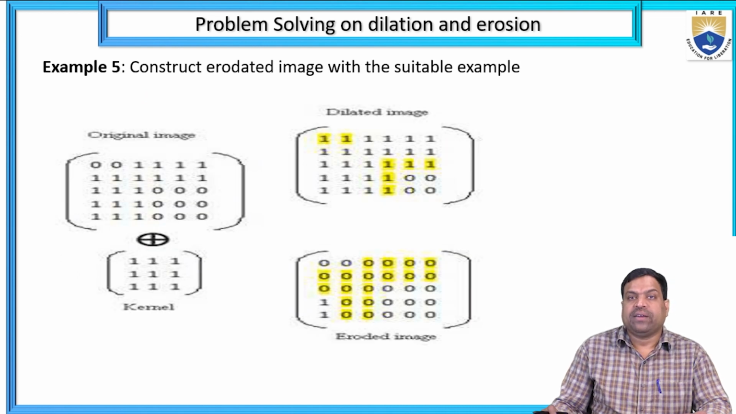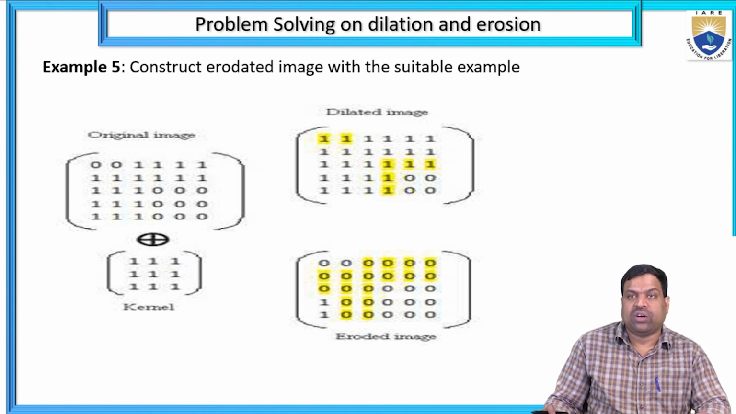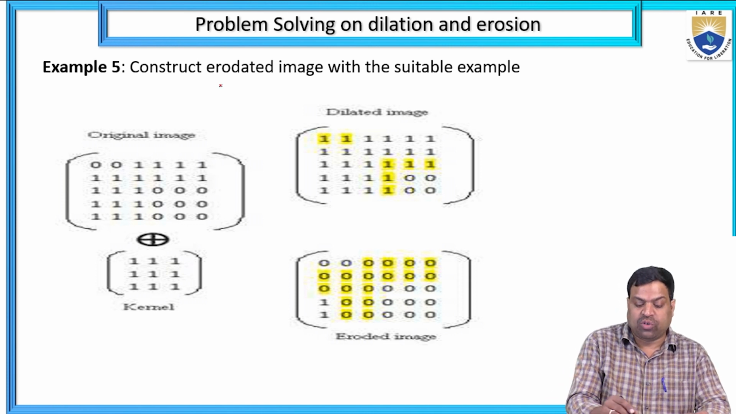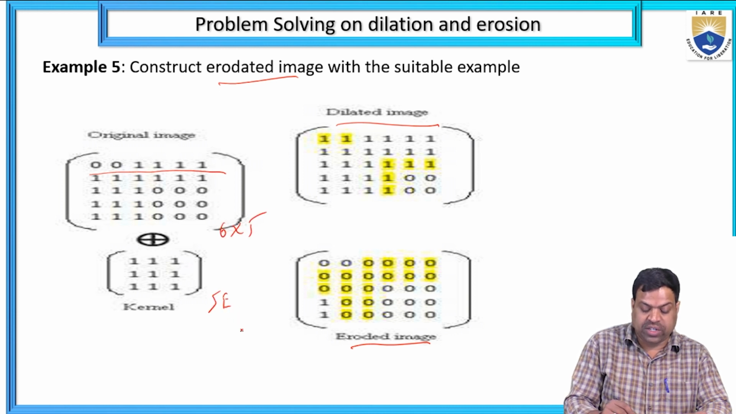Okay. And construct eroded image with a suitable example. Okay, I need an eroded output or dilated output. But here I am taking both eroded, here question, but dilated also I got this one. Original image like this. Okay. 1, 2, 3, 4, 5. 1, 2, 3, 4, 5, 6. 6 by 5. It is the structuring element SE.